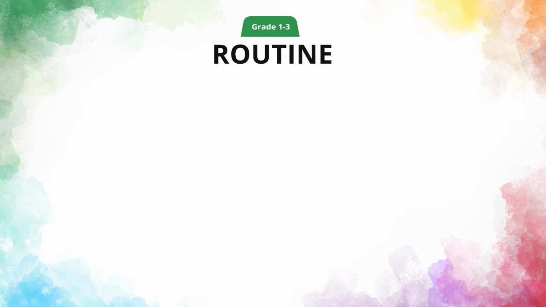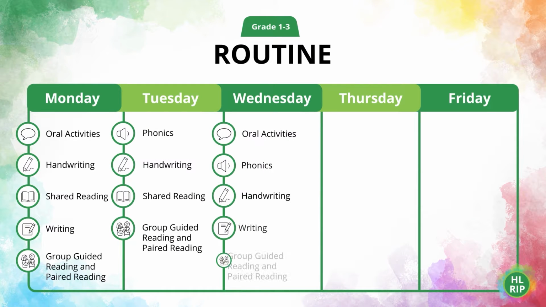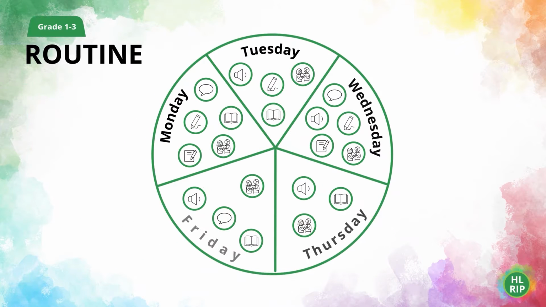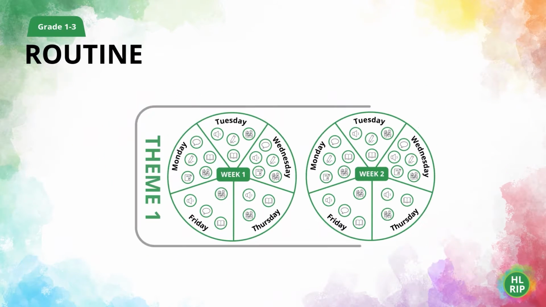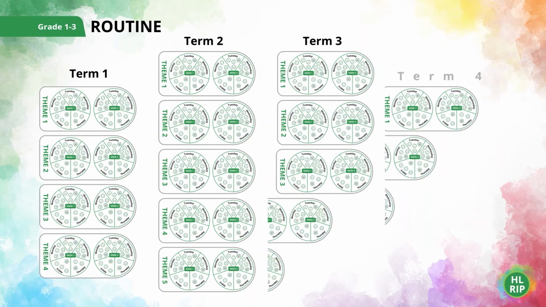The grade 1 to 3 home language program follows a standardized weekly routine with 3 to 5 activities per day. This program introduces a new theme every 2 weeks. The weekly routine is repeated twice for each theme. There are 4 or 5 themes per term.